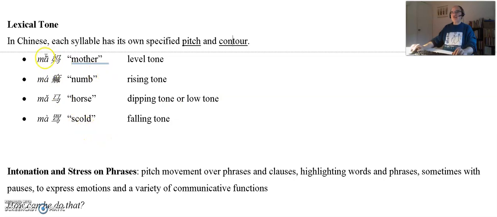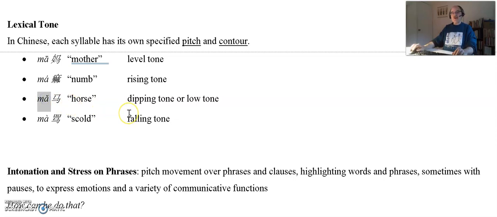So, for example, the word ma is a level tone. And if you hear me pronounce it, ma, I'm keeping it level. The word for to be numb, ma, we'll call that a rising tone. It starts somewhat low and rises up to a higher point. So that's our pitch and contour.